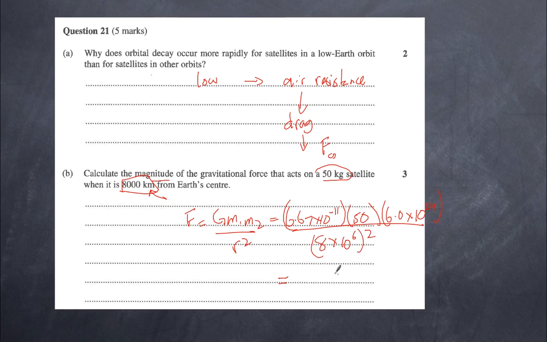If you do the calculations, you get 312 newtons, and that should give you the full 3 marks. And you're only asked to find the magnitude, so don't worry about direction.